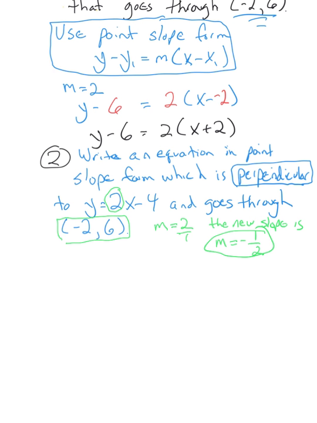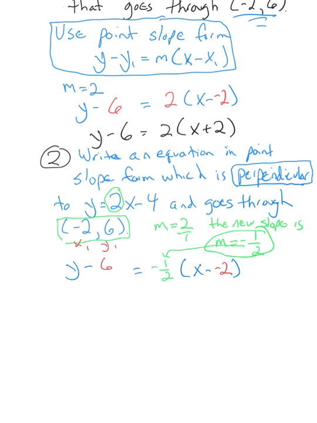So I'm going to write this equation like I did the last time. And now I'm going to fill in my missing information. Still, 6 is my y1 and my x1 is negative 2, so that part hasn't changed. What did change was this negative 1/2 is the new slope. So I've got negative 1/2 here.